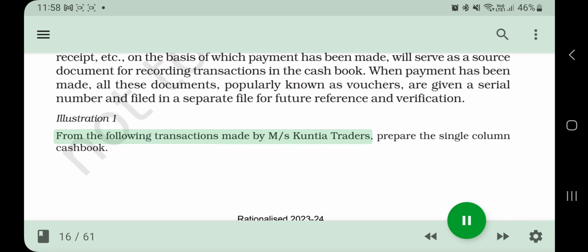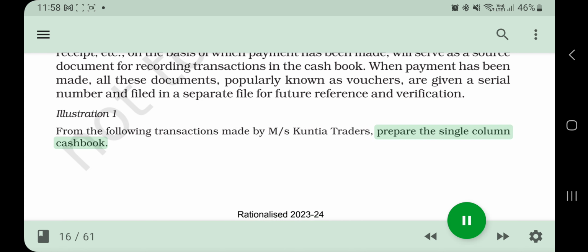Illustration 1. From the following transactions made by M.S.